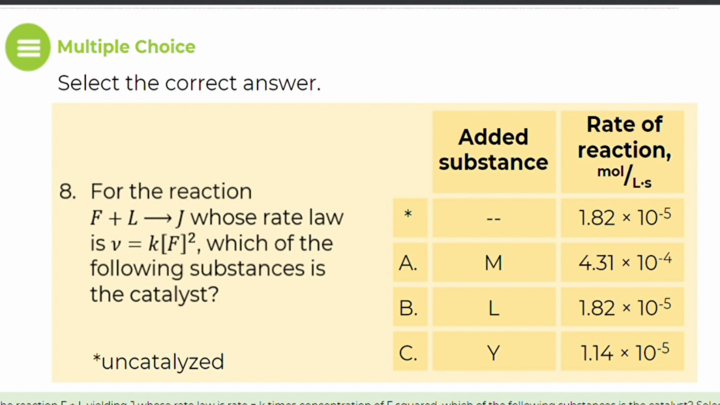Select the correct answer. Number 9. For the reaction F plus L yielding J, whose rate law is rate equals k times concentration of F squared, which of the following substances is the catalyst? Select the correct answer. And lastly, number 10. For the reaction F plus L yielding J, whose rate law is rate equals k times concentration of F squared, which of the following substances is the catalyst? Select the correct answer.